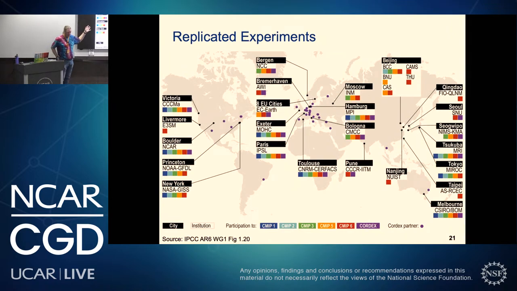This is straight out of the sixth assessment report, the chapter on models. The point of showing you this, of course, is that modern day climate modeling is a massive global enterprise with modeling centers all over the world running the same experiments on their models. And I get to claim in the book, and nobody's contradicted me yet, that this is the largest shared computational experiment ever performed. The CMIP experiments are the largest shared computational experiment in any field of science.